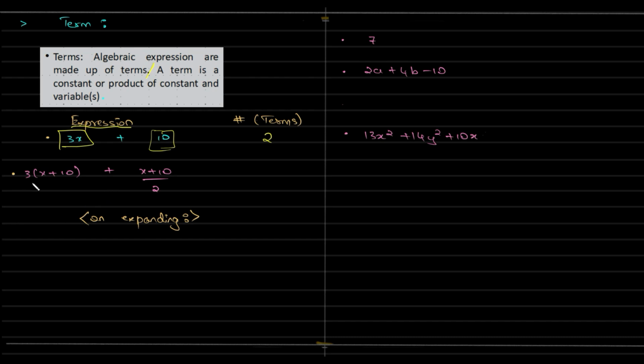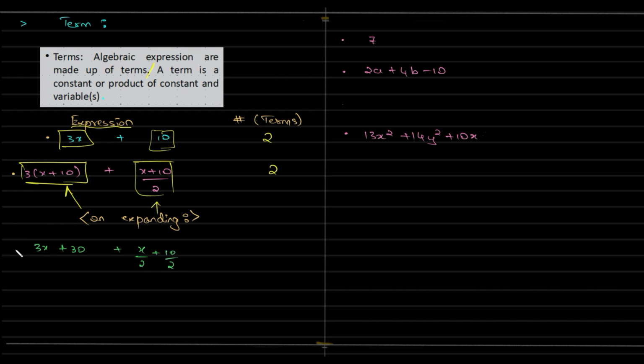Okay, I hope you have tried. In the second example, we have two terms again. One is 3 into (x plus 10) and the other is (x plus 10) divided by 2. There are two terms. Let me expand both of these using the distributive property. Again, pause the video, use the distributive property and expand both of these. Your answer will be 3x plus 30 plus x by 2 plus 10 by 2.